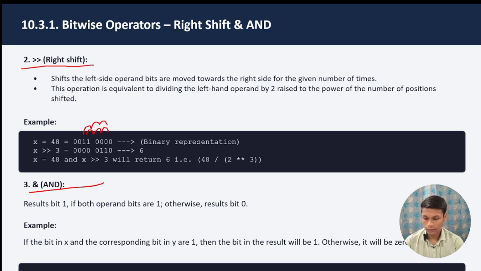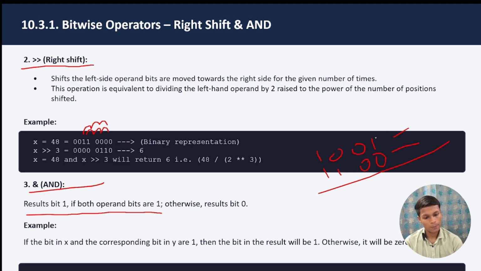What is the AND operator? Simple: if both conditions are true, it gives you true. The result bit is 1 if both operand bits are 1. If we perform it on 001, or take 1 here also, 1 1 0 0. So what is the AND operation between these two?